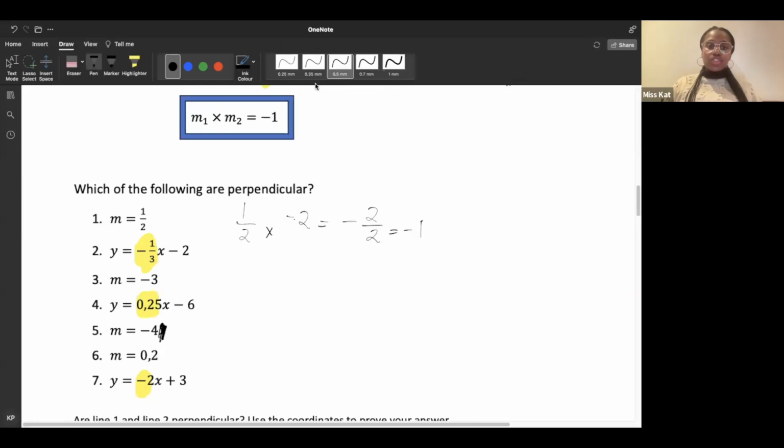Okay, I see another suggestion in the chat. Let me take Fatima's hand. Oh, Sia's first. Sia Mtanda, do you have a question? No, I found a perpendicular, ma'am. Let's hear. Number 4 and number 5. Okay, number 4 is 0.25 times -4. What did you get when you multiplied these together? -1. Sia Mtanda, you found our second pair. That is beautiful.